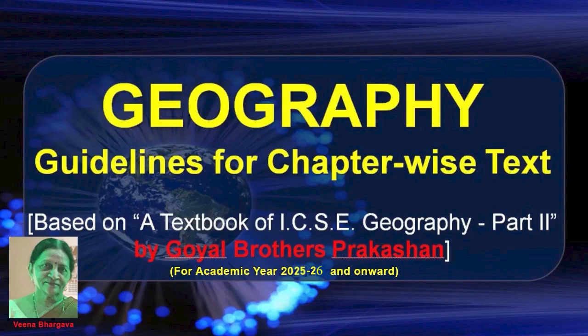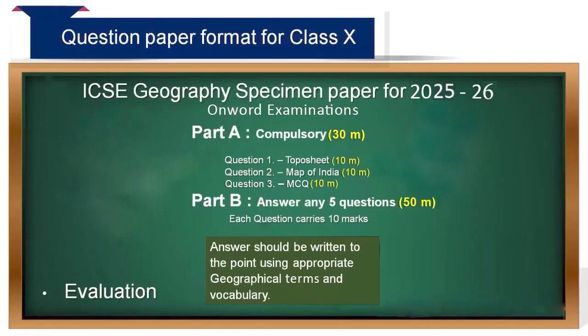While preparing for the ICSE board examination, you should be aware of the format of the question paper. As per the revised specimen paper, Part A of the question paper is compulsory, carrying 30 marks. Part B of the question paper consists of text and carries 50 marks. You have to attempt any 5 questions out of 9, carrying 10 marks each, in the order of 2, 2, 3, 3 or 4 bits: A, B, C and D.